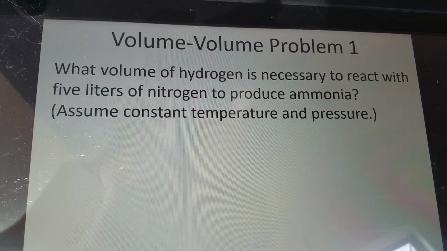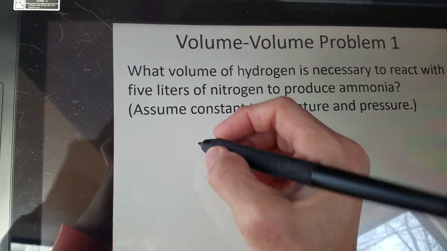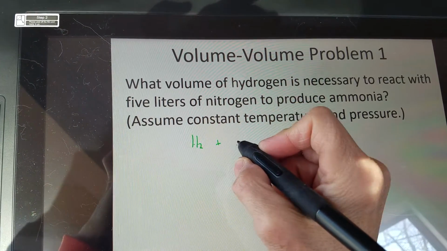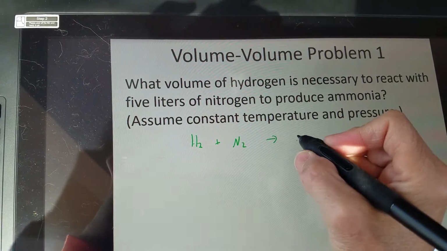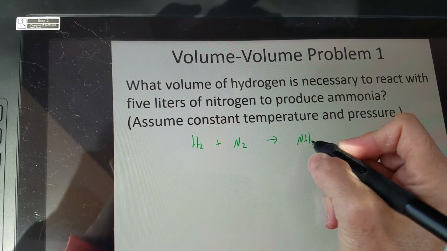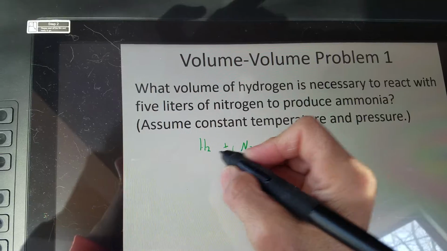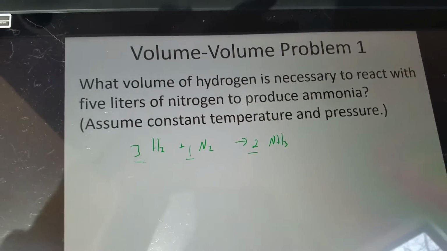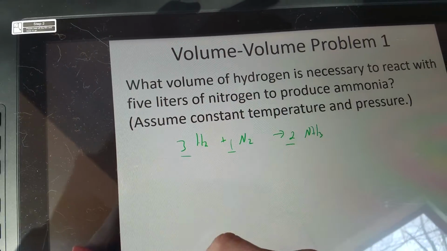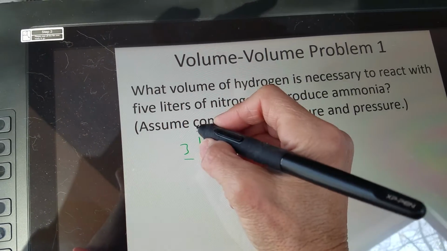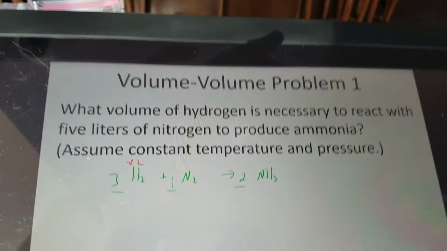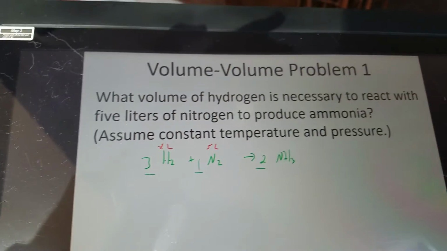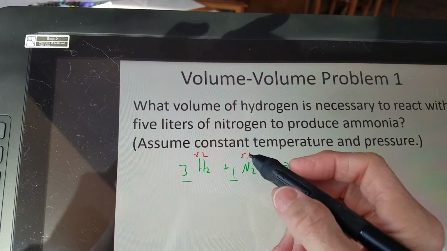So this particular problem, we're doing a volume problem. It's telling us that we have hydrogen reacting with nitrogen to produce ammonia. This is a reaction we have already done, so I'm going to go ahead and quickly balance this one. So we need our coefficients. Again, you're looking for the volume of hydrogen. Unless they tell you otherwise, look for liters. If you have 5 liters of nitrogen. So again, I'm starting off with nitrogen and I want to go to hydrogen.